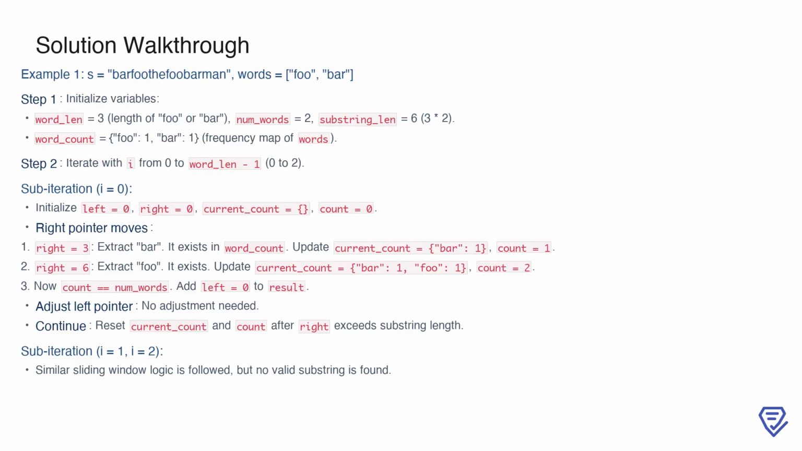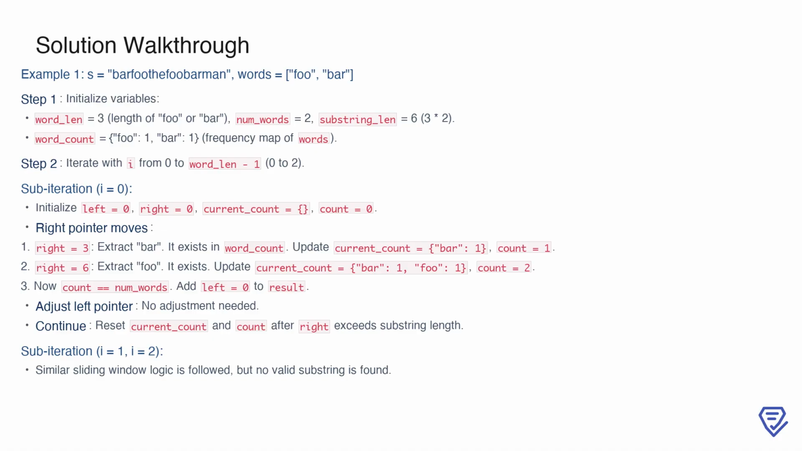The length of each word, word_len, is 3 since all words in the list are of equal length. The total number of words, number_words, is 2, and the length of the concatenated substring we're searching for, substring_len, is 6, which is word_len multiplied by number_words. We also create a frequency map, word_count, to record the occurrence of each word in the list. Here, foo and bar each appear once, so word_count is foo: 1, bar: 1.